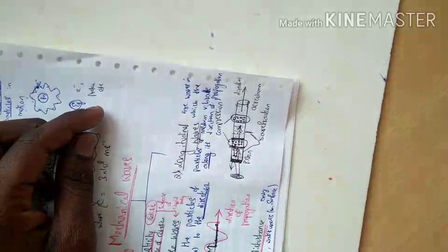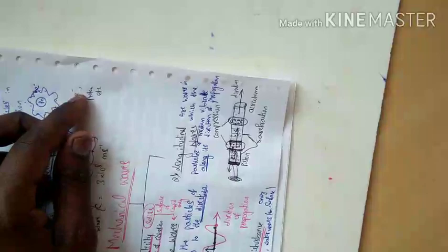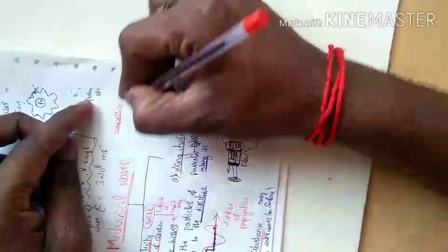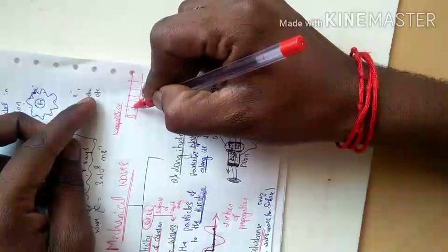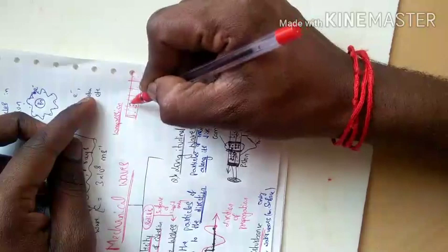One is called compression, another is called rarefaction. First let me tell what compression is. Let us consider this is the air column, where the air molecules are equally distributed. When you have a piston, let us consider it to be layers. When you push this cylinder, what happens? The air molecules present here all get rushed to one layer, and here you can find very few.